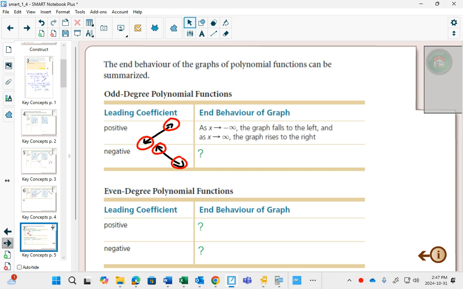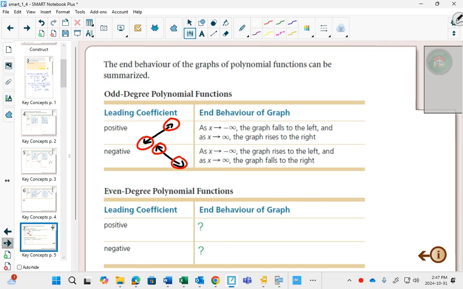As x goes to negative infinity, so you're going to the left, the graph falls to the left. And as x goes to positive infinity, the graph rises to the right. I think the diagram says exactly that, and it makes a lot more sense. Same thing, there's words for the positive one. And then when you get to even degree, just think of parabolas. There's our end behavior.